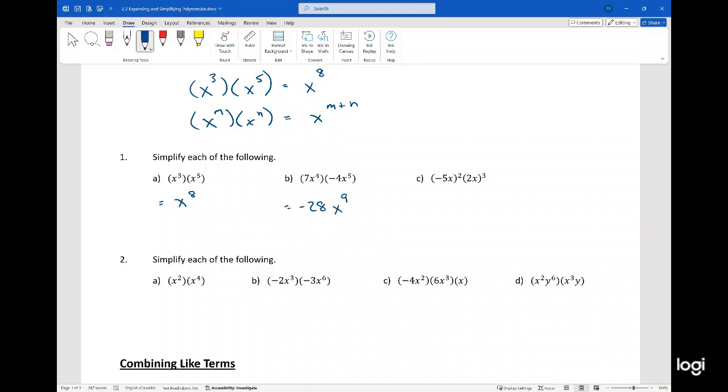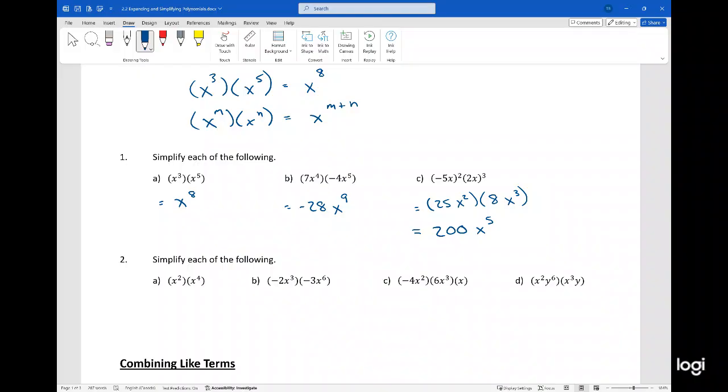This one here, we've got to do the exponents outside the brackets first. So the first one, negative 5x all squared, really means negative 5x times negative 5x. Well, negative 5 times negative 5 is 25, and x times x is x squared. And similarly, 2x all cubed is 2x times 2x times 2x, which is 2 times 2 times 2 is 8, and x times x times x is x cubed. 25 times 8 is 200. The power keeps the same base. We add the exponents. 2 plus 3 is 5.